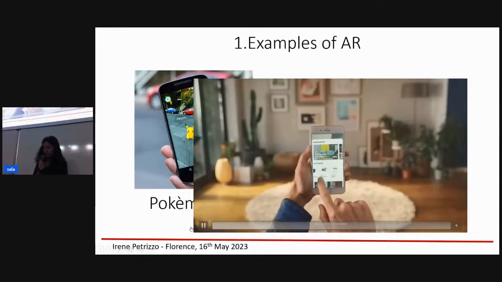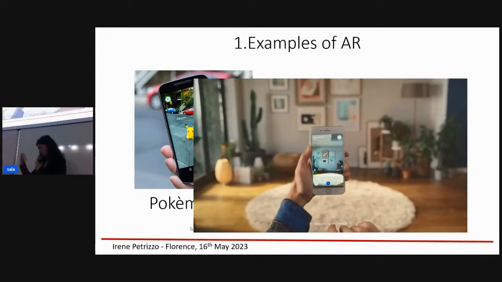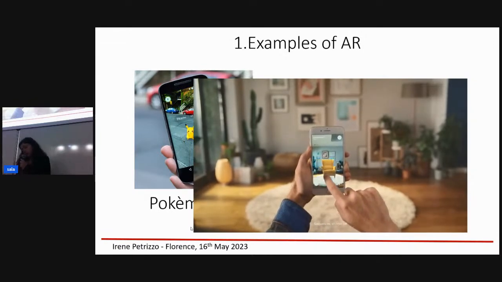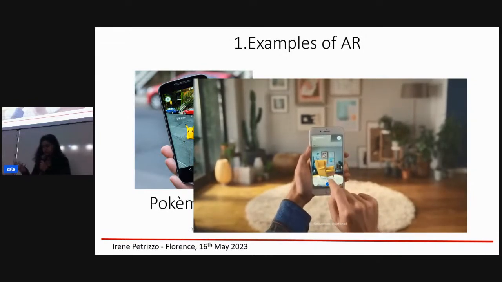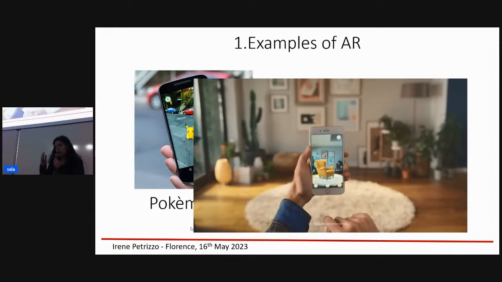Some apps that have been going around are like this, that is IKEA Place, that allows you to insert a virtual element, like a piece of furniture, in your environment to see how it fits, and then you can decide whether or not you want to buy it, because most of these apps, let's never forget, are geared towards a commercial use.